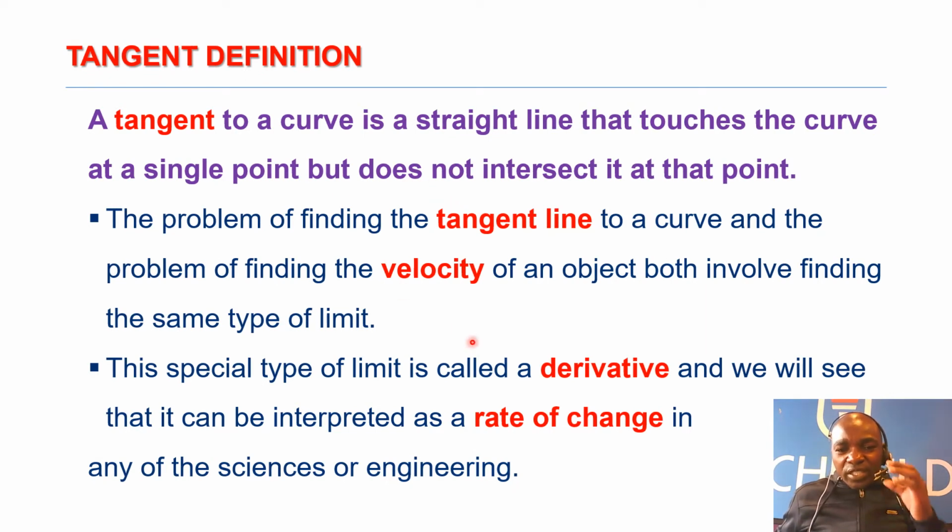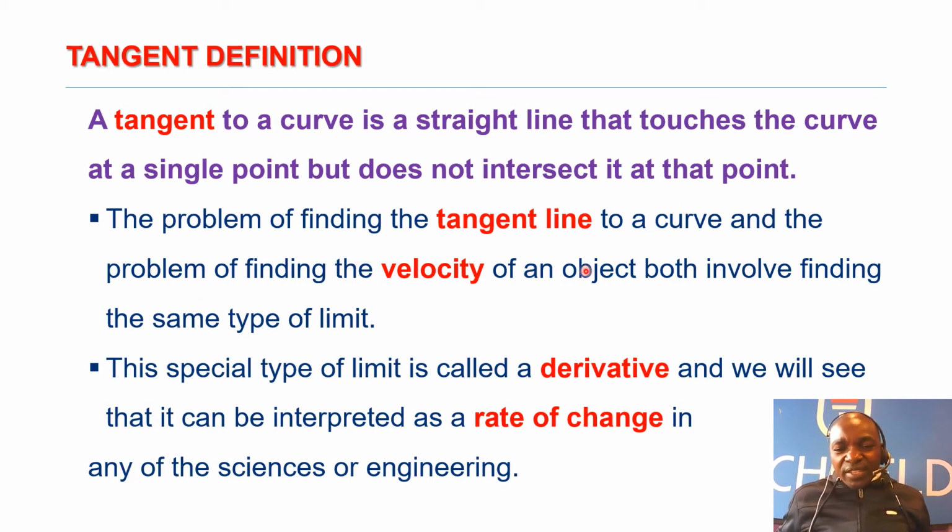Let's now look at the definition of tangent. A tangent to a curve is a straight line that touches the curve at a single point but does not intersect it at that point. When a line crosses a curve twice, it is called a secant line, but a tangent doesn't cross the curve, it only touches it without crossing.